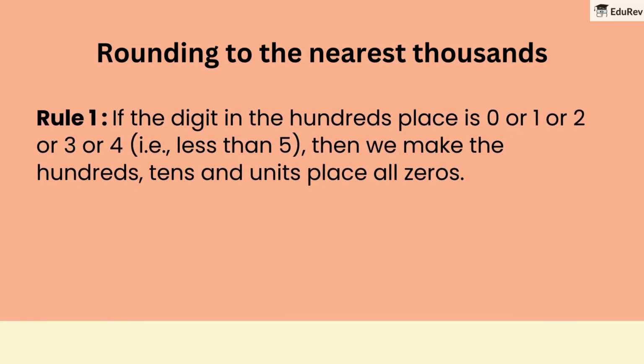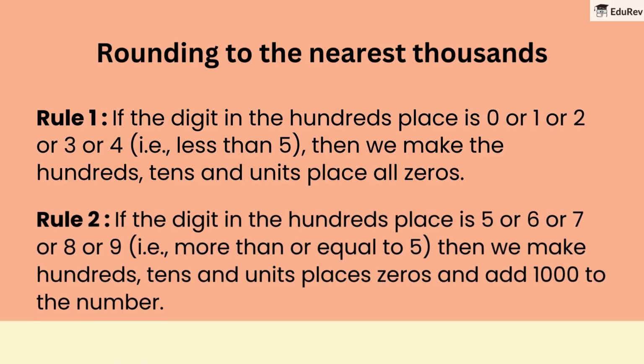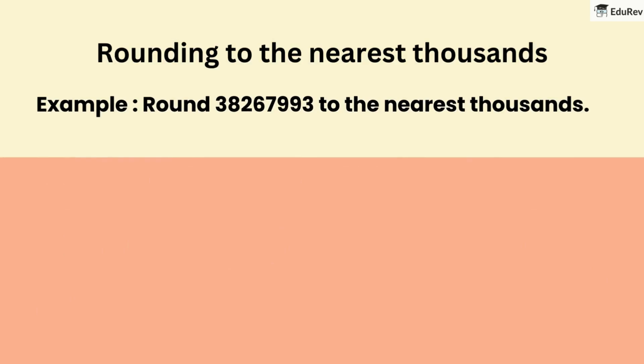Rounding to the nearest thousands. Rule 1. If the digit in the hundreds place is 0, 1, 2, 3, or 4, that is less than 5, then we make the hundreds, tens and units places all zeros. Rule 2. If the digit in the hundreds place is 5, 6, 7, 8, or 9, that is more than or equal to 5, then we make the hundreds, tens and units places zeros and add 1000 to the number.